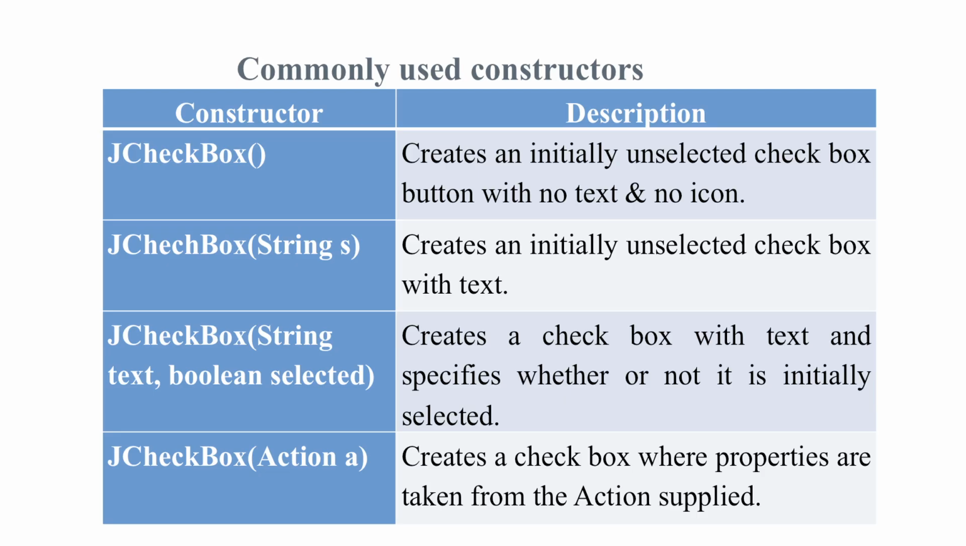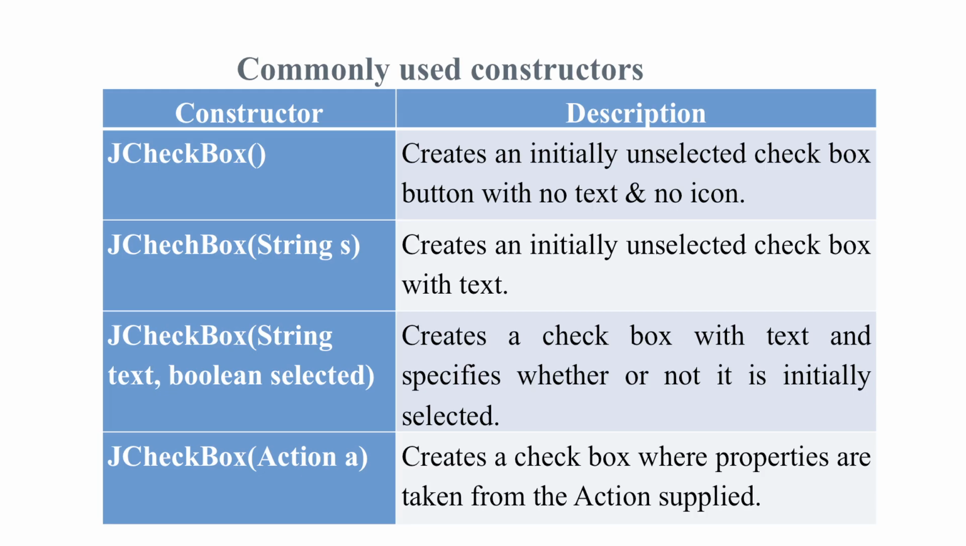Now some commonly used constructors are JCheckBox with no text and no icon, JCheckBox with a string S, that is with the text, and JCheckBox with a string and a boolean selected. Here initially there are two choices.